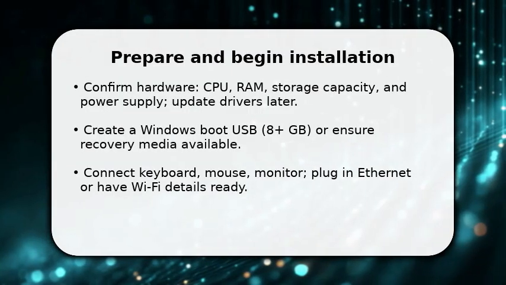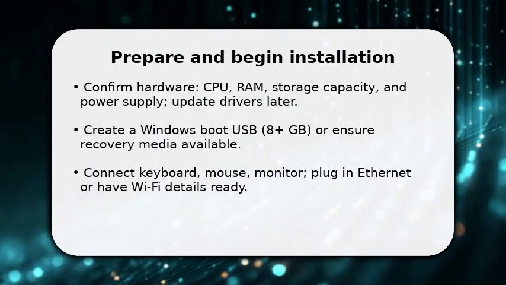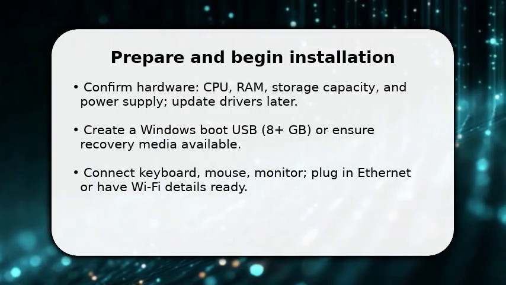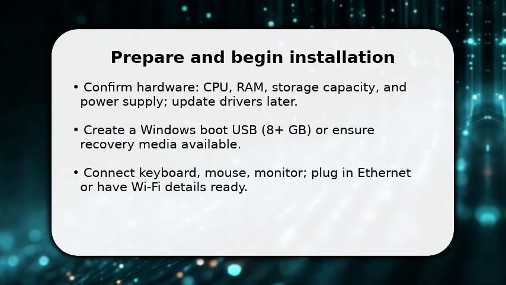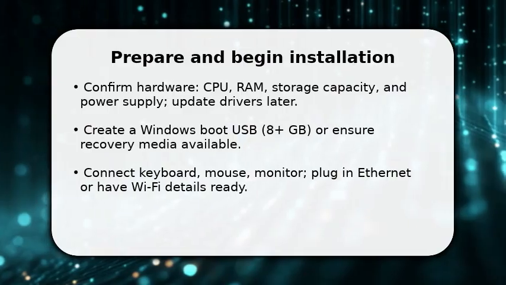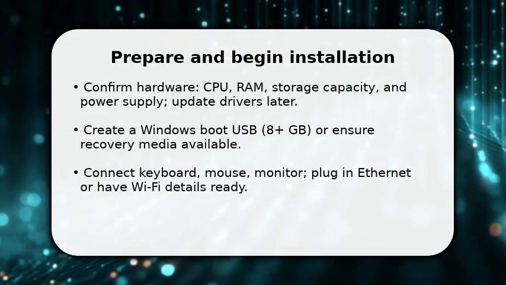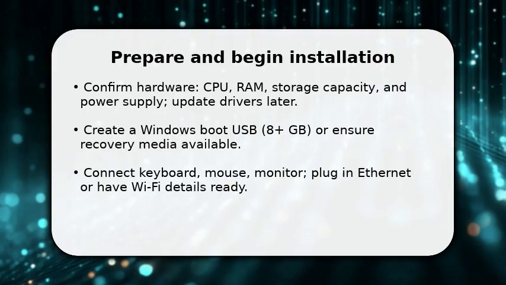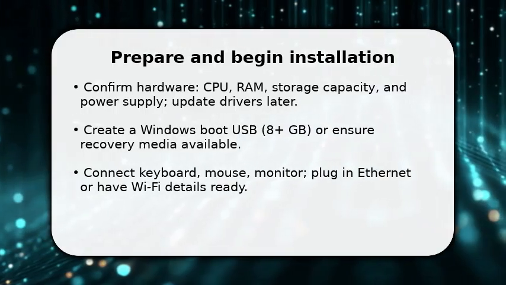You start by verifying hardware and creating a bootable Windows USB so the install can run uninterrupted. Once done, plug in power and peripherals, connect Ethernet for faster downloads, and note your Wi-Fi password. Make sure the target drive has space or is wiped. Back up any critical files now.